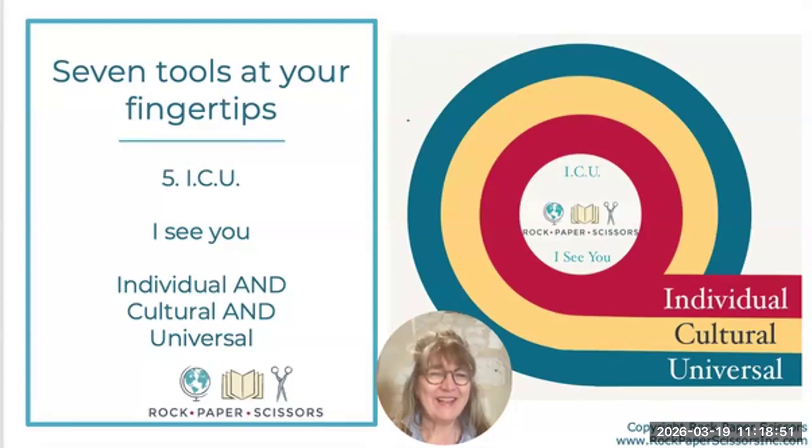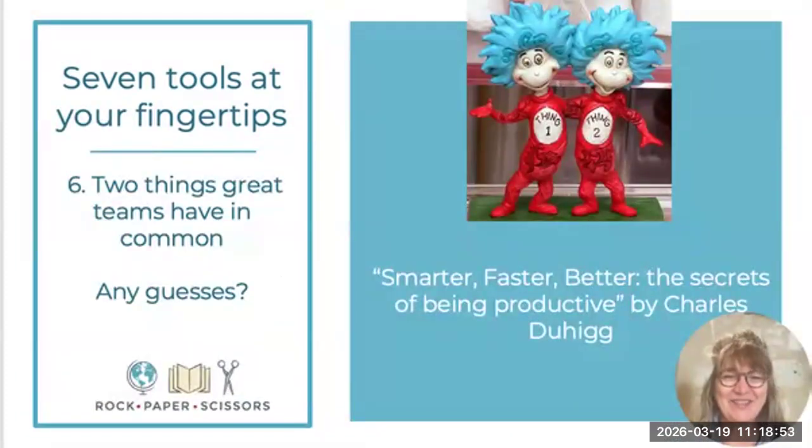Okay, great. Okay, the sixth tool. This is so good. This is research from Charles Duhigg's book, Smarter, Faster, Better: The Secrets of Being Productive. Bad title. It's really more, I think, about teams and stuff. It's a great, great book.